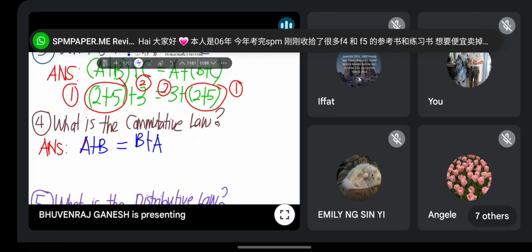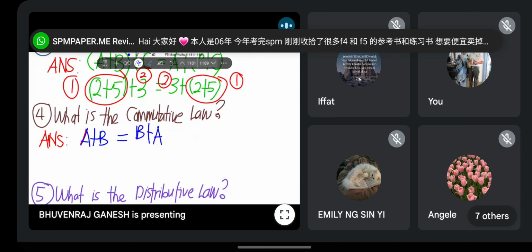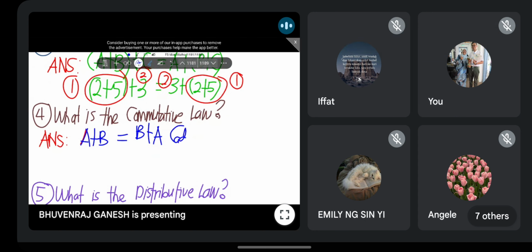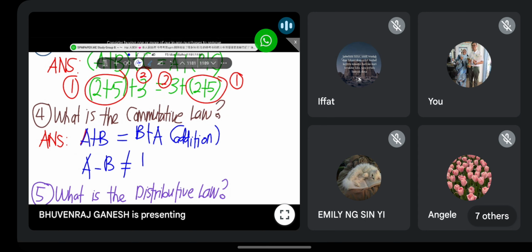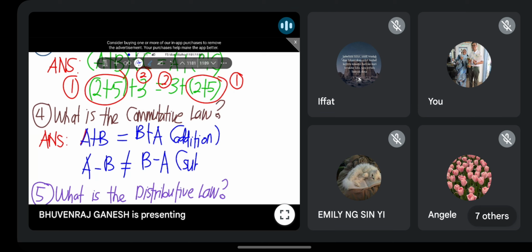This is the concept for the commutative law. Okay, this is for addition. Commutative law, guys, also applies to the subtraction part. So basically, if you subtract two matrices like this, A minus B is not equal to B minus A. This is what you must understand under the commutative law for matrices. Addition will be the same, subtraction will not be the same.